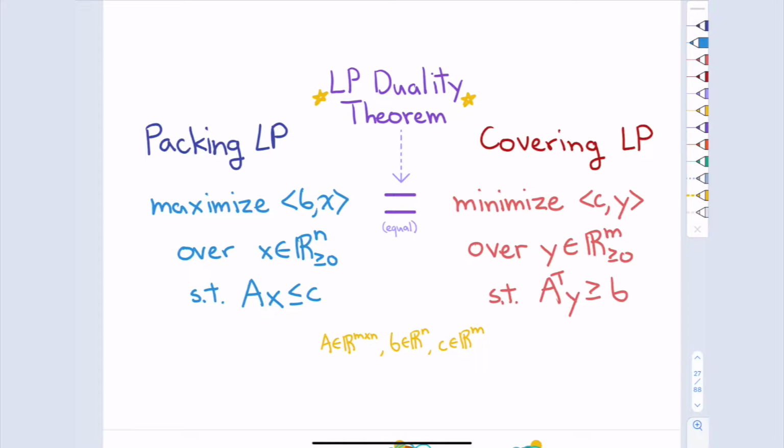In that case, the values of the LP are always equal. This is actually very valuable. Let's say we're interested in some problem that's naturally a packing problem, and we're stumped. We can't think of ideas. This is sort of saying there's some equivalent problem that maybe has a different perspective on it. But the values are the same.